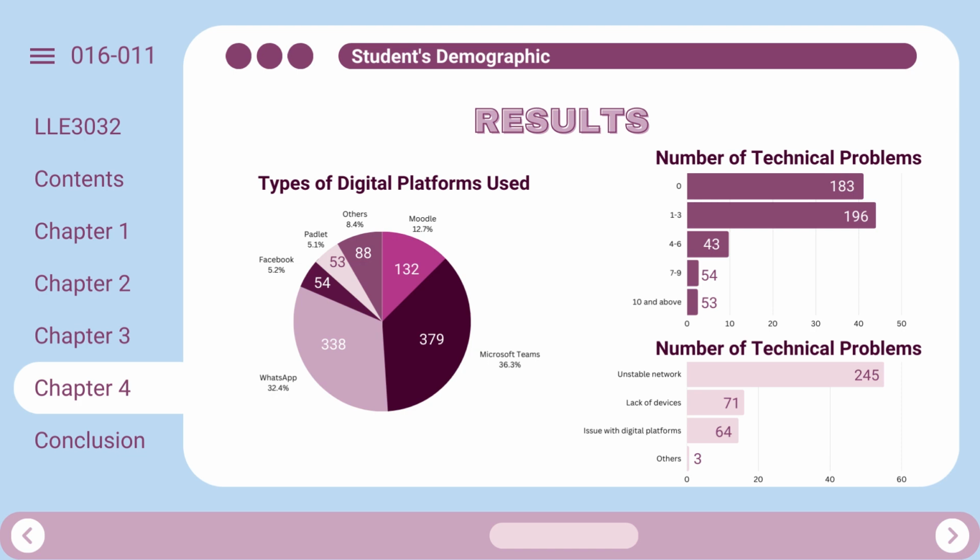However, the majority of students face technical problems during this online course. In one class, the average number of technical problems students face during this online course is 1 to 3 times. The most recurring technical problems are unstable network during the online classes, followed by lack of devices or limited access due to gadget sharing, and issues with the digital platform used during an online class. Additionally, students face other technical problems such as the storage of devices.